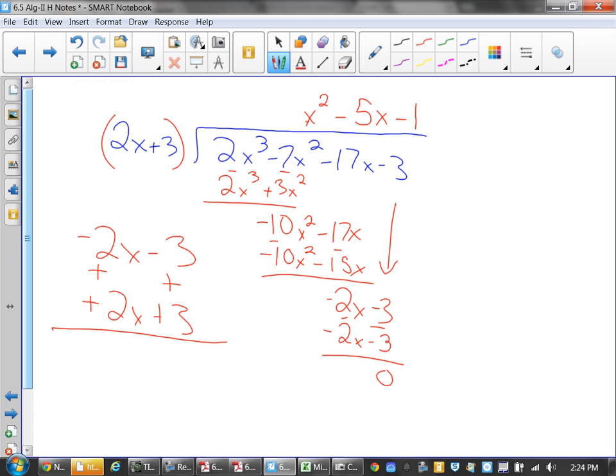Is that good or bad? Good. If you had a remainder, it would just be a fractional amount. So you can write it like 2 over 2x plus 3. It's messy, but that's all it is.